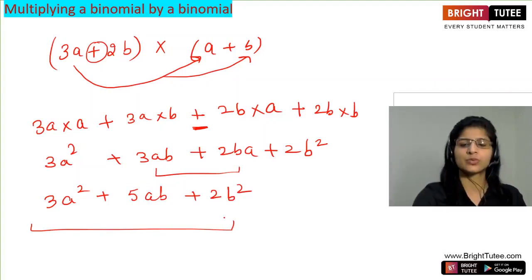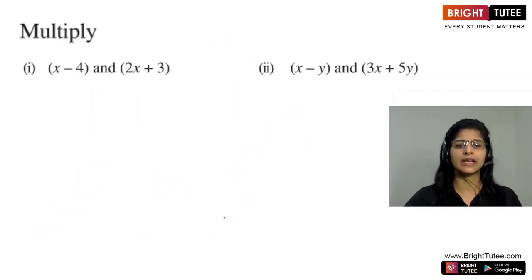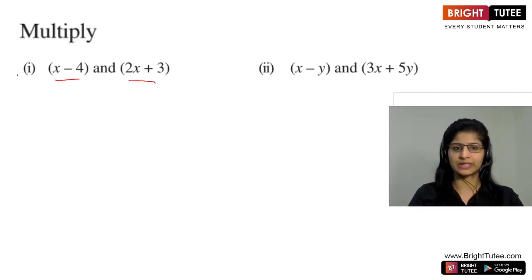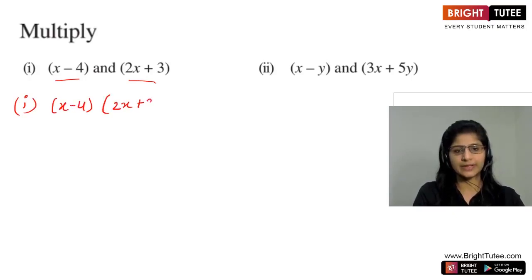Clear? Let's move ahead. Here I have given two binomials and we have to multiply them. The first one is x minus 4 with 2x plus 3. So in the first one we will write x minus 4 multiplied with 2x plus 3.